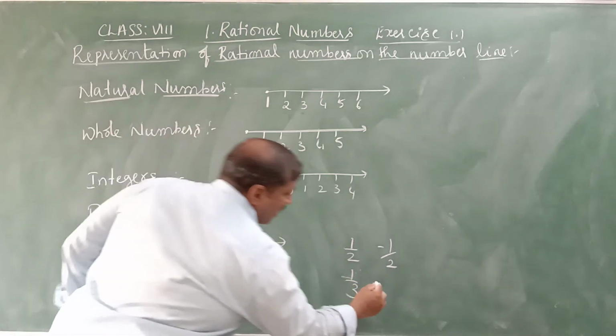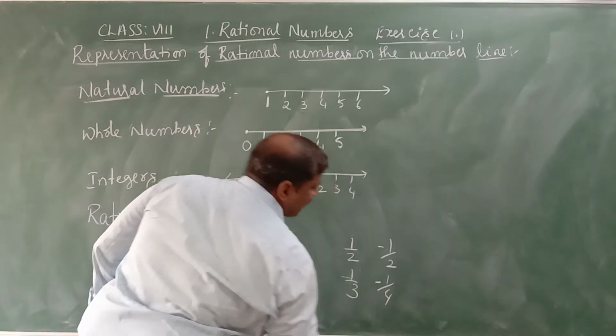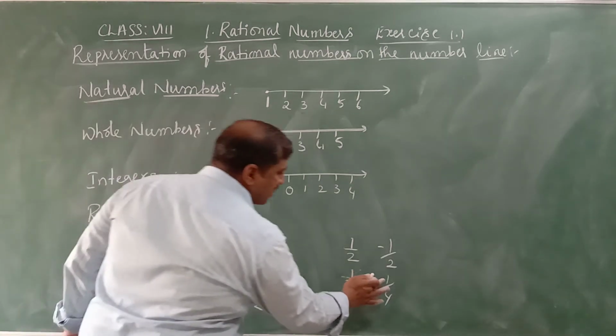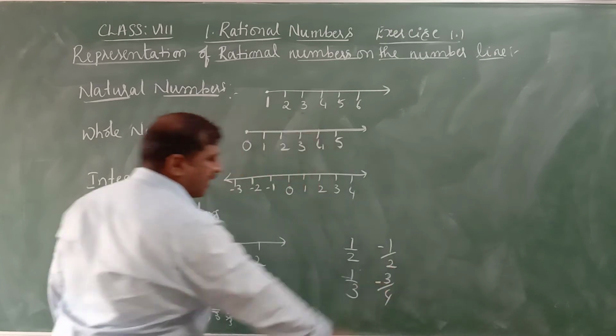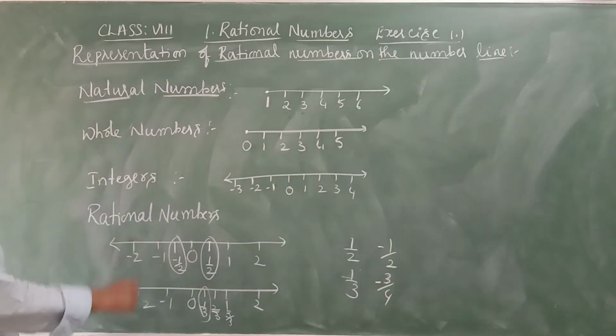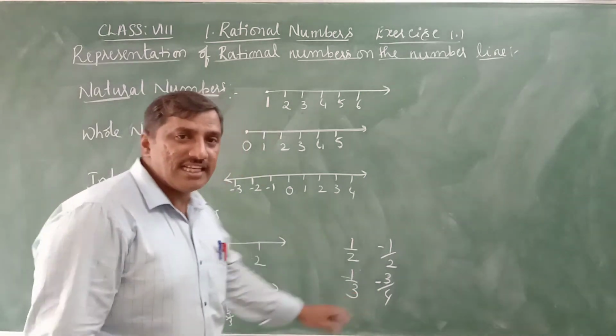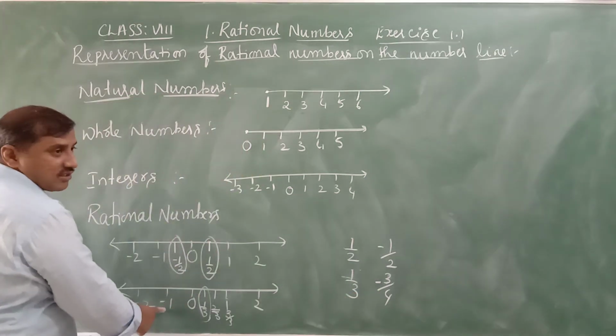Now if you want to represent minus 1 by 4 on the number line, or minus 3 by 4 on the number line, you divide the space between 0 and minus 1, because this number lies between 0 and minus 1.